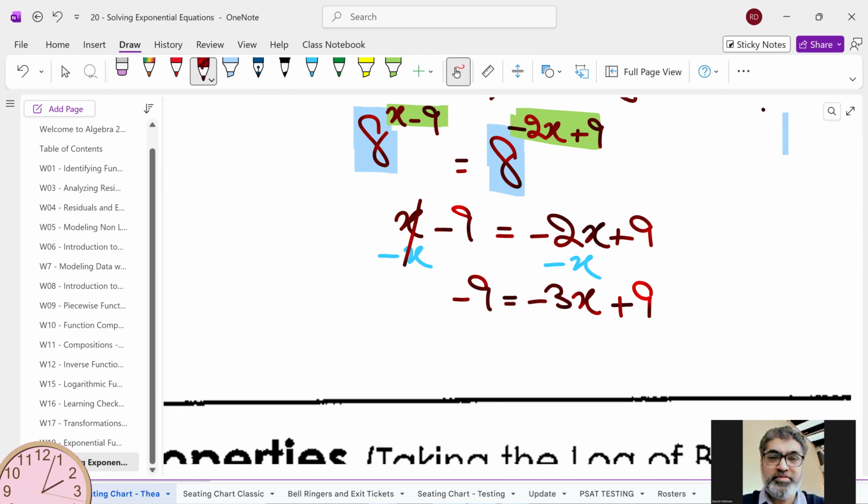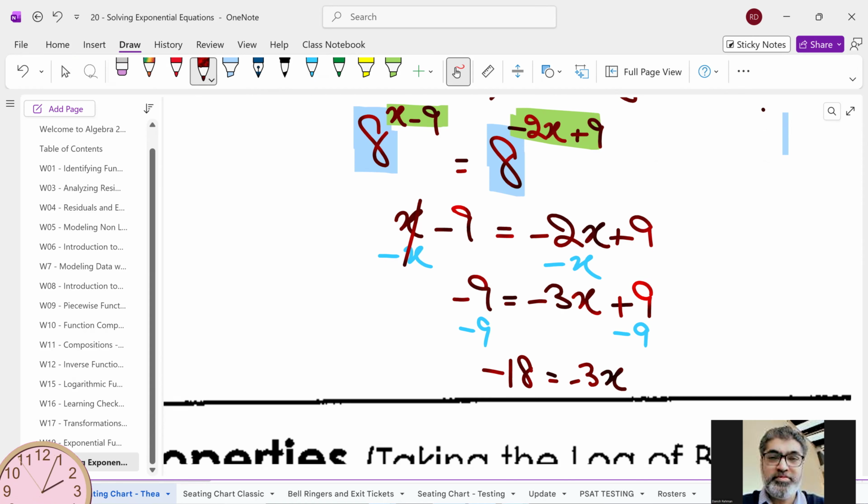Right, Louis? Now, what should I do? To get rid of that plus 9, you have to subtract 9 from both sides. Do you want to make x alone on one side? Then this needs to go. It's negative 9 minus 9, that is negative 18, equals negative 3x.